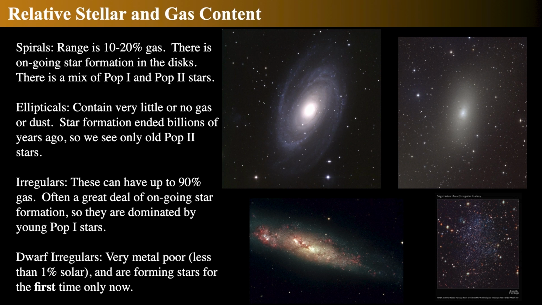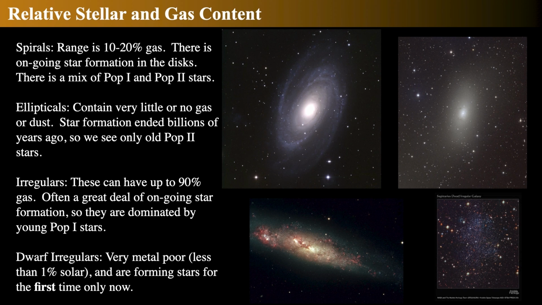All right, and spirals, in terms of how many stars and gas there are, are about 10 to 20% gas, a huge amount of hydrogen gas. Lots of star formation is going on in the disks, and there's a mix of, I remember Walter Baade's combination of population 1 and population 2. There's a mix of population 1 and 2 stars, meaning some really ancient stars and some really new stars. Ellipticals have no gas nor dust, and star formation ended a very long time ago, and there are only population 2 stars.